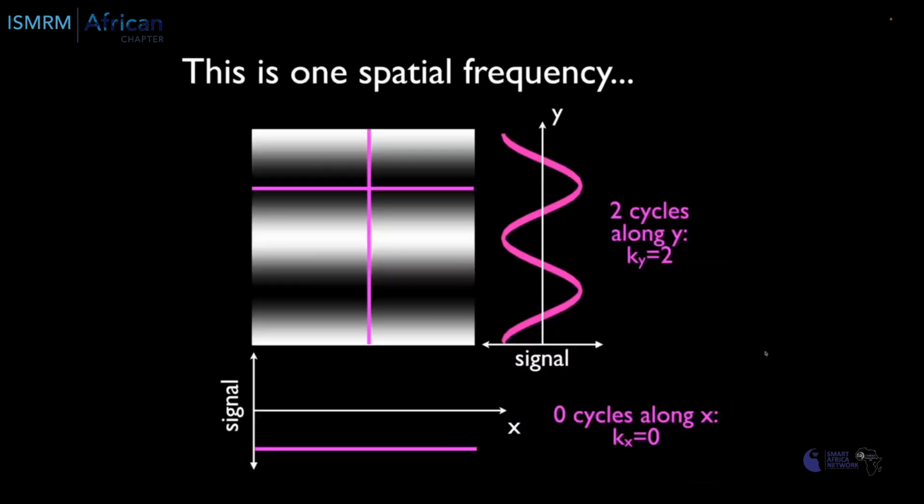So more abstractly, we can start defining characteristics of these spatial frequencies. Here I have an example with a spatial frequency with 2 cycles along y. We can denote this with this k variable, which is like a wave number, with ky equals 2, so that there are 2 full periods over this field of view, and no cycles along x, so it's constant along x.